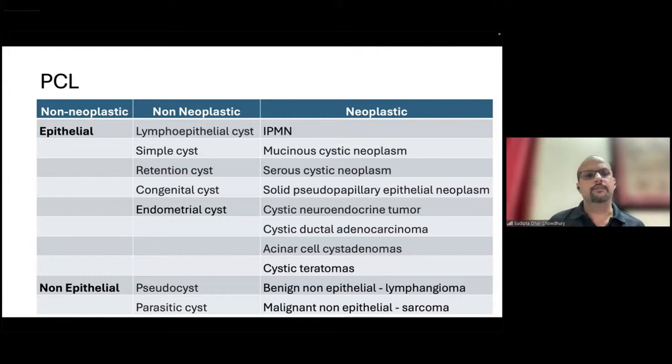Now, pancreatic cystic lesions can be non-neoplastic or neoplastic, and they're primarily classified into epithelial and non-epithelial. The non-neoplastic cysts of epithelial origin include simple cysts, retention cysts, congenital cysts, endometrial cysts. And the non-epithelial cysts include the parasitic cyst. The neoplastic cysts include IPMN, mucinous cystic neoplasm, serous cystadenoma, solid pseudopapillary epithelial neoplasm, or SPEN as we call it. And interestingly, we also have some cysts which develop as a degeneration of solid tumors, like the cystic neuroendocrine tumor or cystic ductal adenocarcinoma, acinar cell cystadenomas, cystic teratomas, and benign non-epithelial lymphangioma and sarcoma are of non-epithelial origin.